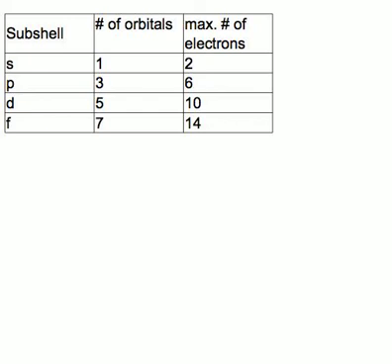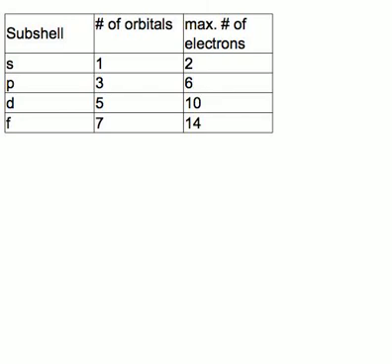Here's a summary chart of some of the information that we just talked about. Again, this is subshell, number of orbitals, so number of boxes, and then the maximum number of electrons. The s subshell has 1 orbital and can hold a maximum of 2 electrons. p comes in sets of 3 orbitals, so it can hold 6 electrons, and so on.